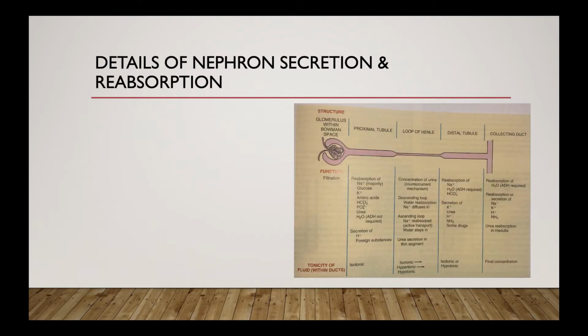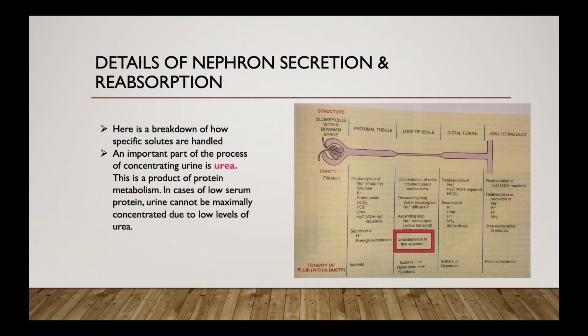The details of what goes on specifically at each area of the nephron as far as secretion and reabsorption are detailed here. You've got all of your ions, foreign substances, and glucose here in the proximal tubule, and going on down the line you can see. This is not something that you need to memorize, but it helps give you an understanding of each one of the areas and what's going on as it runs through there.